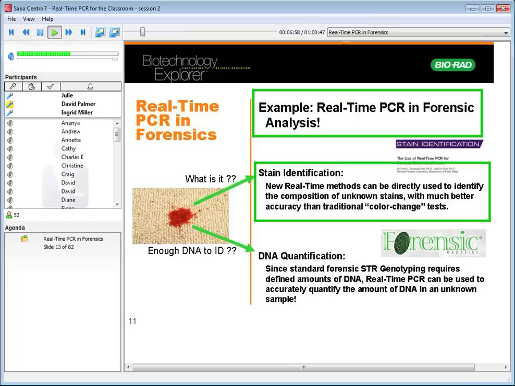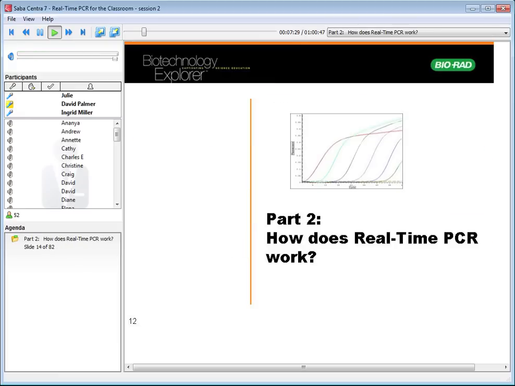Real-time PCR can actually help determine what the composition of that stain is, whether it's human blood or animal blood, for example. Another factor that relates to forensic analysis would be how much DNA is in a particular sample. Because when DNA is subjected to genotyping, the genetic fingerprinting, a certain minimum amount of DNA is needed, and real-time PCR can help to determine whether there's enough there and how much is there. So those are some examples of real-time PCR.